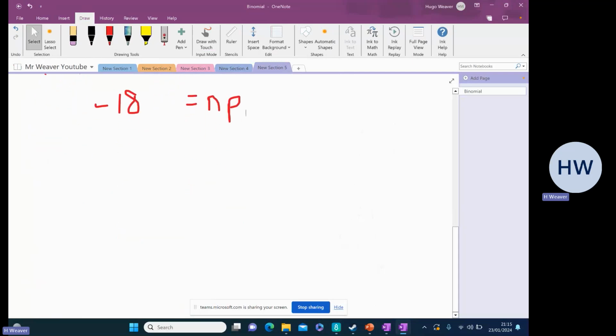Now, when it comes to the third term, what I need to do is look at n choose 2.